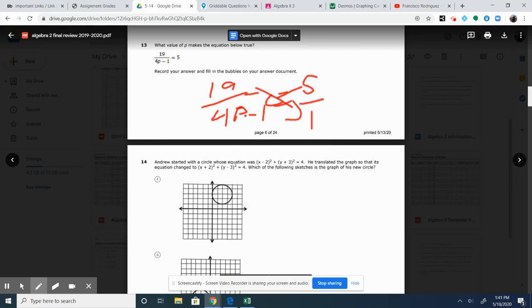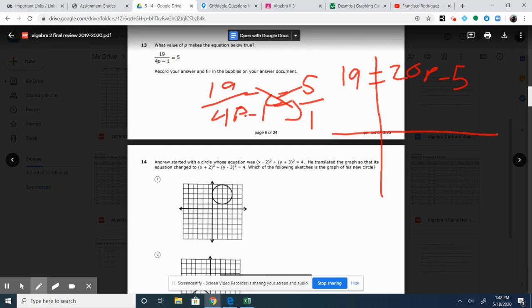So we have 19 times 1, which would give us 19. And then we have 4p minus 1, which is times 5. So we would multiply into both things. So 5 times 4p is 20p, and negative 1 times 5 is negative 5. And now we would solve this equation.